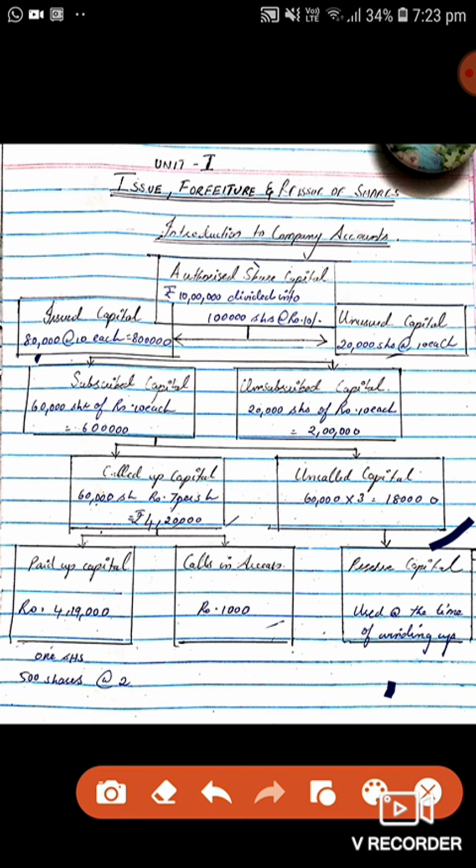So first, authorized share capital is divided into issued capital and unissued capital. Issued capital is further divided into subscribed capital and unsubscribed capital. The subscribed capital is further divided into called up capital and uncalled capital. The called up capital is further divided into paid up capital and calls in arrears.